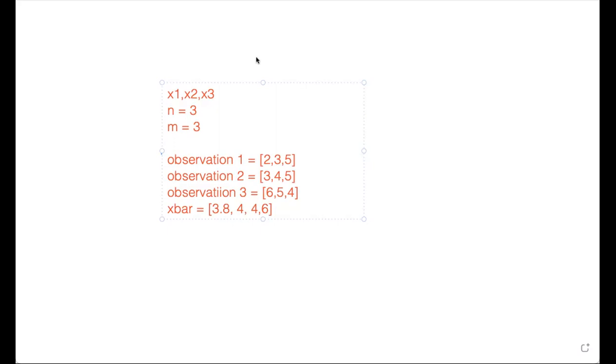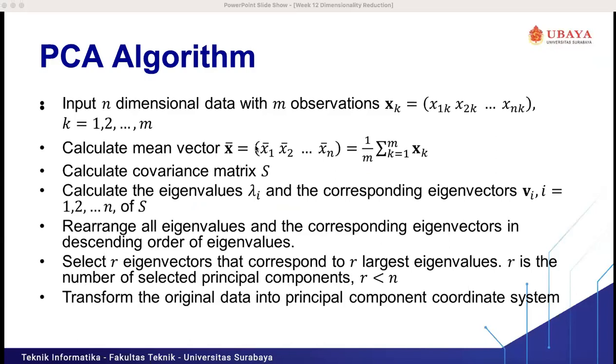So the first thing that we need to do is calculate the mean vectors. For every feature that we have, we need to calculate the mean. Then after that, we calculate the covariance matrix. Actually, this is something that I think you already learned in a linear algebra class or mathematics class. Calculate the covariance matrix S.